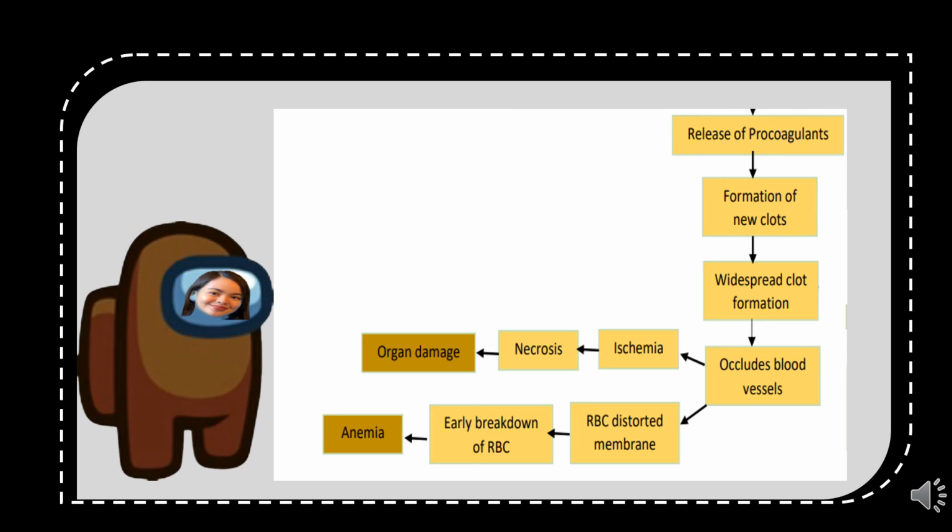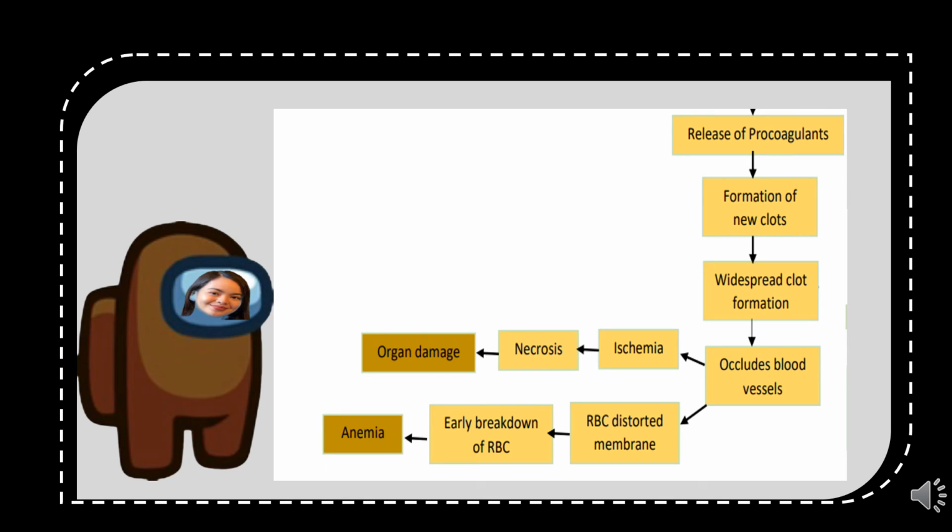And we know for a fact, once a blood vessel is occluded, there will be insufficient blood flow to the organs that it supplies, so ischemia tends to occur. With DIC, the primary organs that are affected the most are the brain, kidney, liver, and lungs. They may lead to necrosis then proceed to organ damage, a complication.